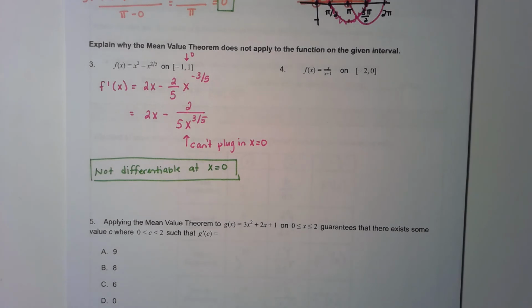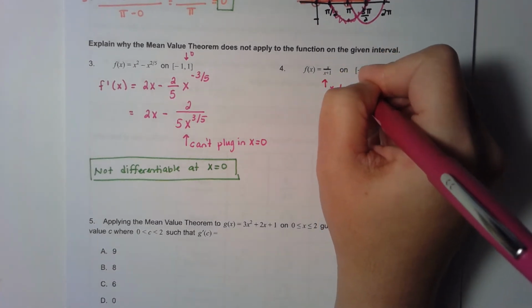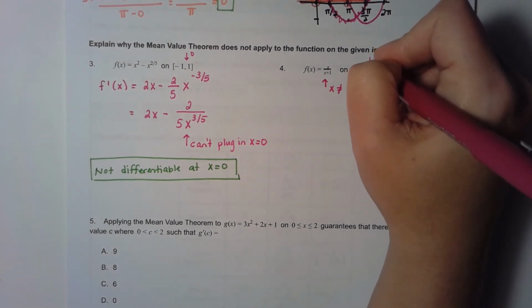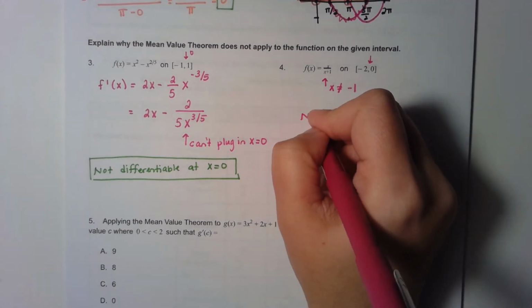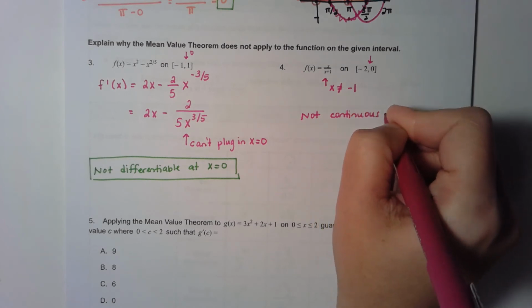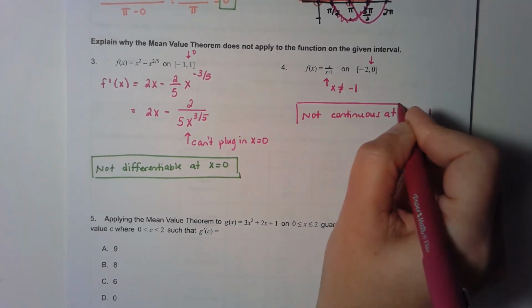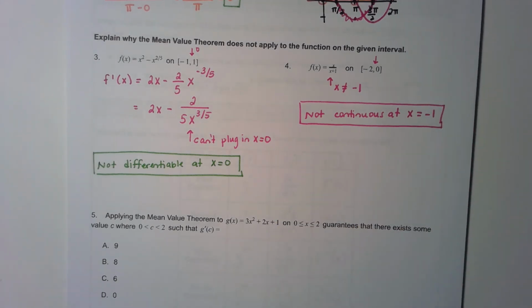Now, in the next problem, I've got a rational function. So right away, I know that there are certain numbers I can't plug in. I cannot let x be -1 here because if x is -1, it's going to be undefined. I'm going to have some sort of vertical asymptote. Since the number -1 is in between -2 and 0, this is a function that's not continuous. So I'm not continuous at x equals -1. Again, if your equation has an issue, then it's a discontinuity. If your derivative has an issue, then it's a differentiability issue.